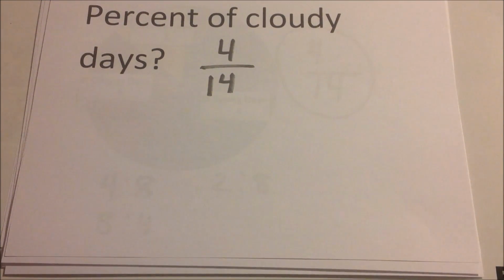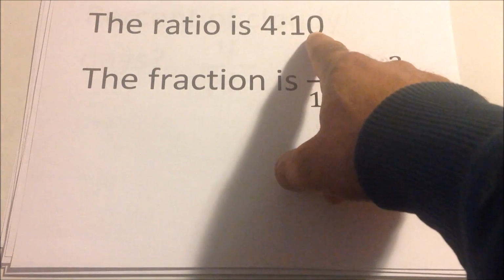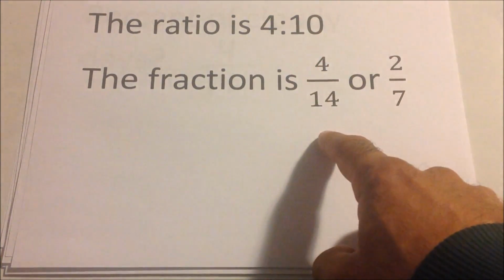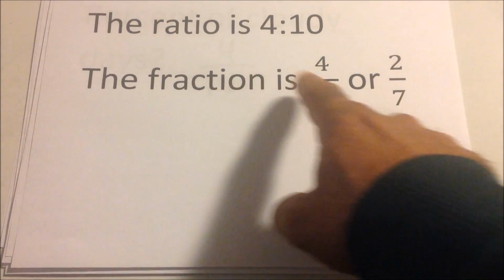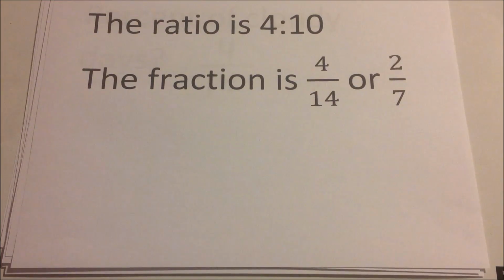By the way, if you want to know the ratio of cloudy days to all the days, the ratio is 4 to 10. So the 4 to 10 would be 4 cloudy days and 10 of the non-cloudy days. That's the 4 to 10. The ratio is 4 over 14. The fraction is 4 over 14. You can reduce it to 2 over 7, whatever one you want to do.